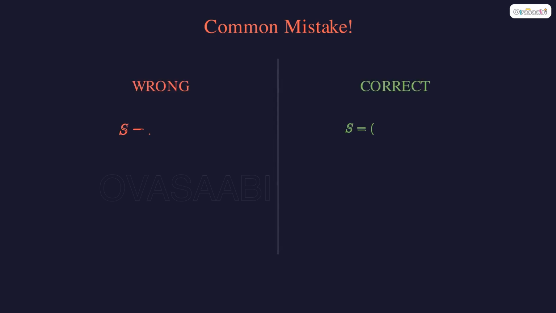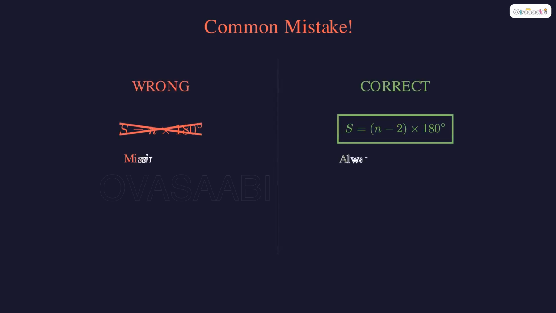Common mistake. Many students use n times 180 instead of (n-2) times 180. Always subtract 2 first. This is how examiners catch you.